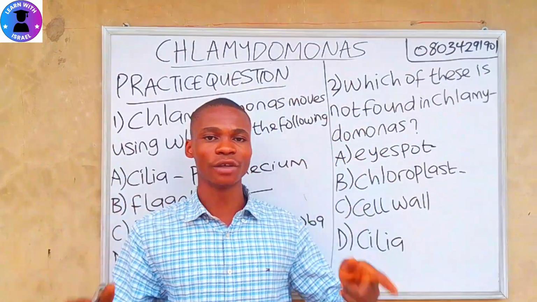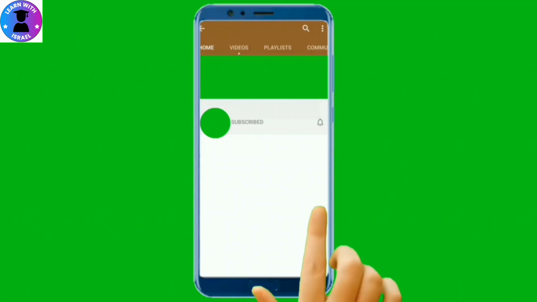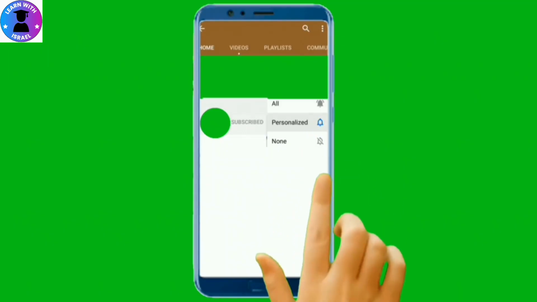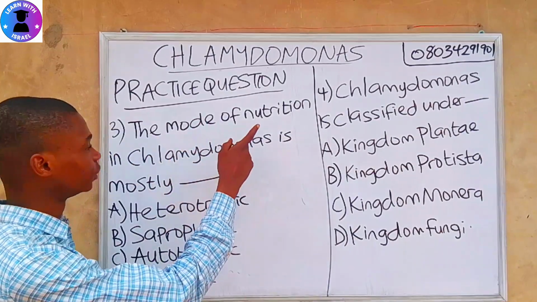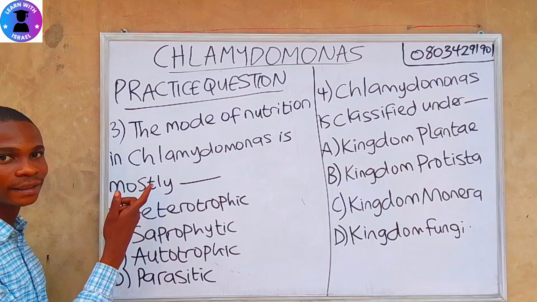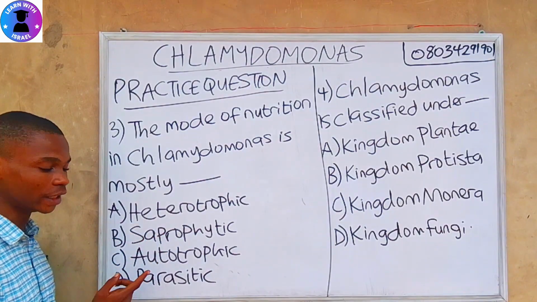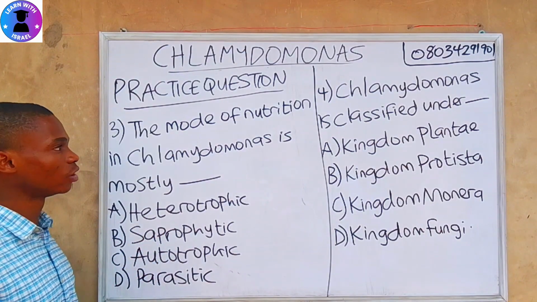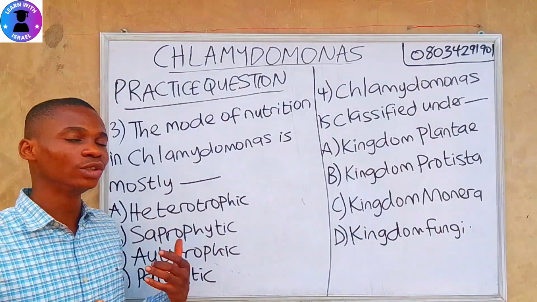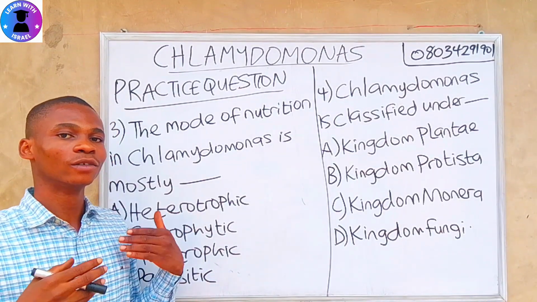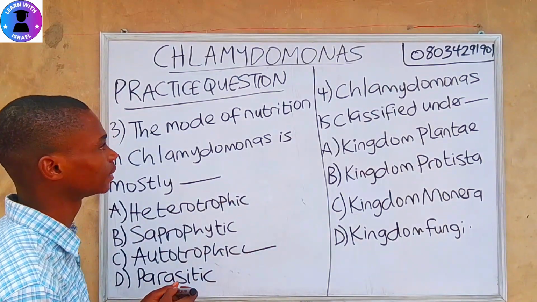So guys, let's continue. Question 3. The mode of nutrition in Chlamydomonas is mostly dash. A. Heterotrophic, B. Saprophytic, C. Autotrophic, D. Parasitic. The mode of nutrition in Chlamydomonas is autotrophic because they use chloroplast to perform photosynthesis. So autotrophic is the correct answer.